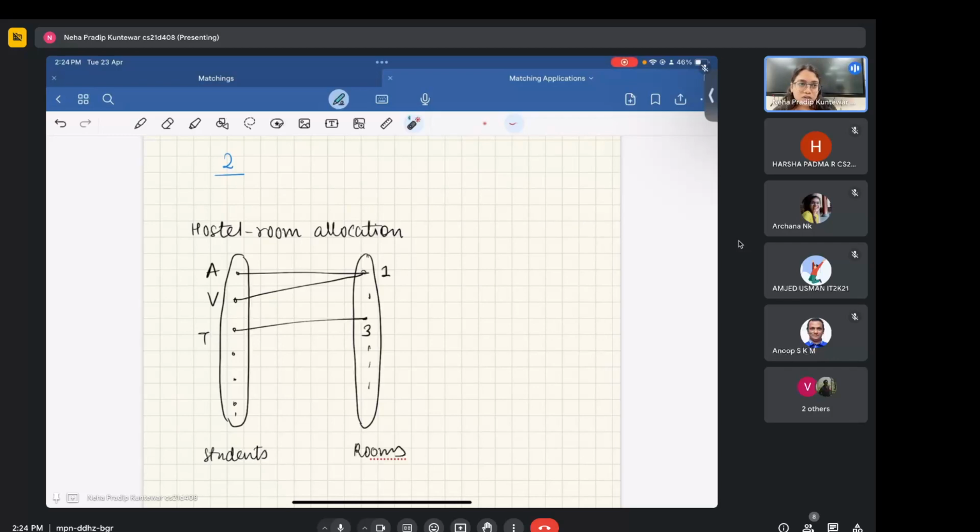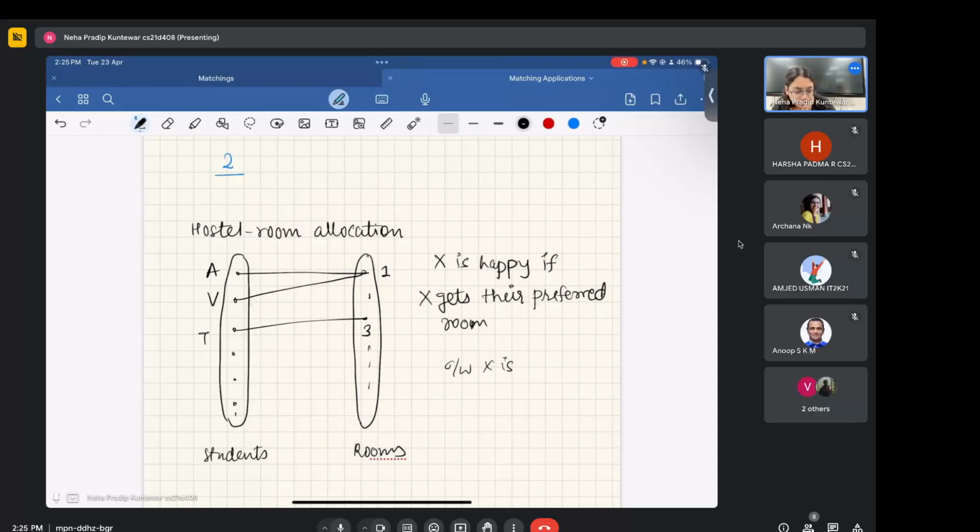So what do we want to do? We want to assign one room to each student, such that they're satisfied with it. What do we mean by that? Let's say that X is happy if X gets their preferred room. Otherwise, we say that X is unhappy. So is it possible for us to always come up with such an assignment that everybody is happy? What do you think?